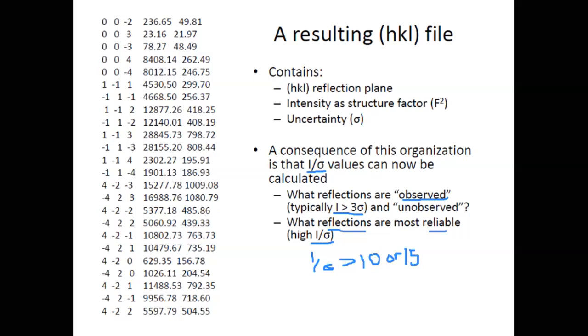And then observed data is when the intensity is greater than 3 sigma. So it kind of ranks these reflections to see which ones follow this rule here: the intensity is greater than 3 sigma.